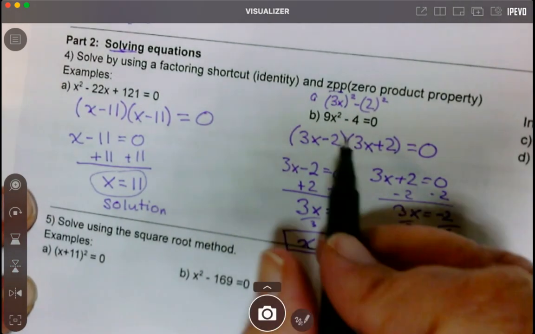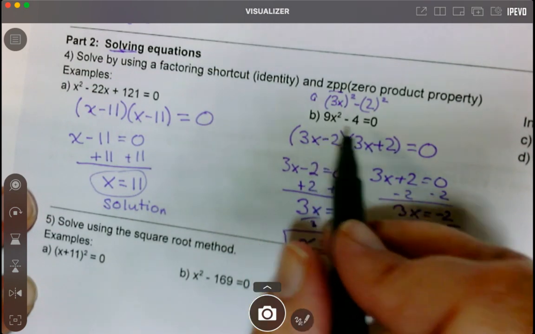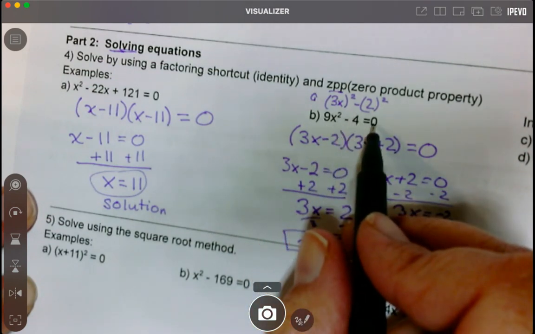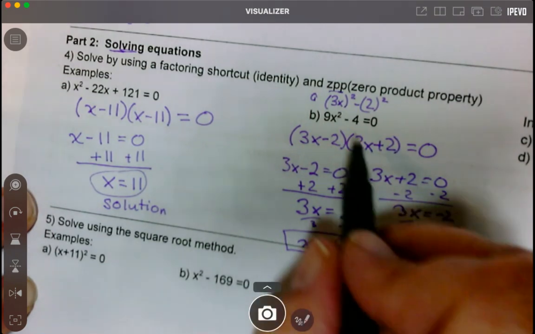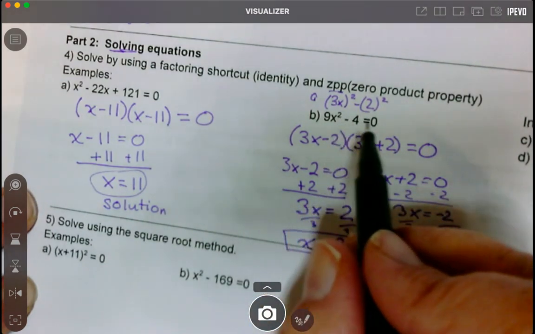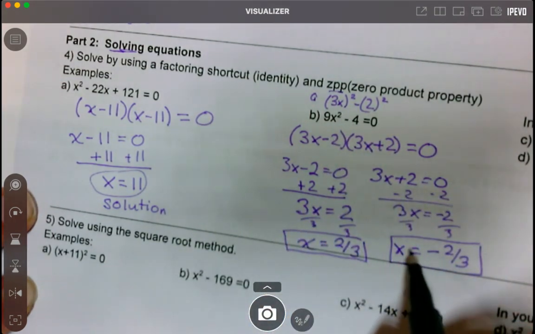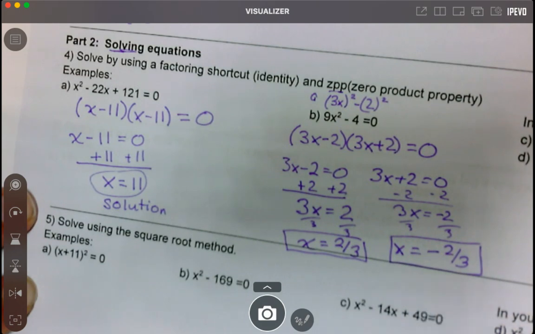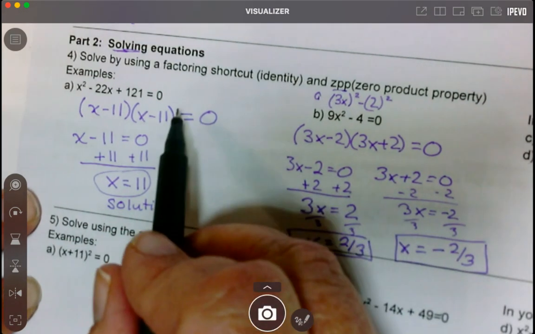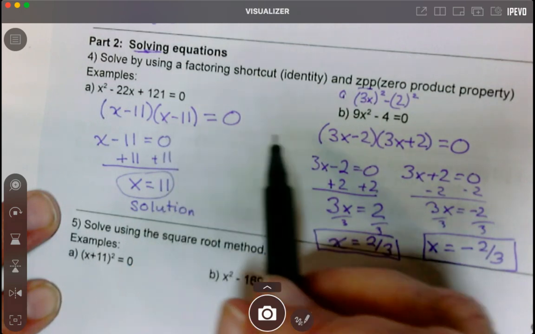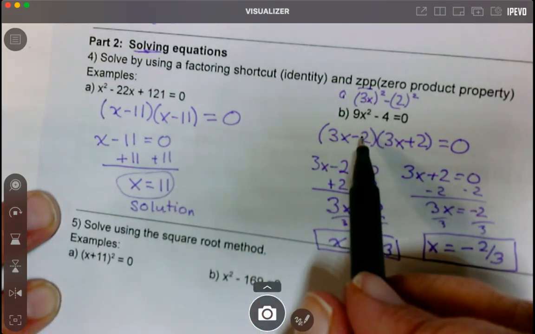If I take 2/3 and I plug it in here, then the left side of the equation will equal 0. If I stick negative 2/3 in here, the left side of the equation will equal 0. So these are my solutions. So notice here, we had one with a perfect trinomial square and one that used difference of squares.